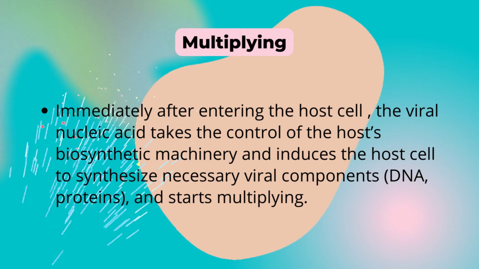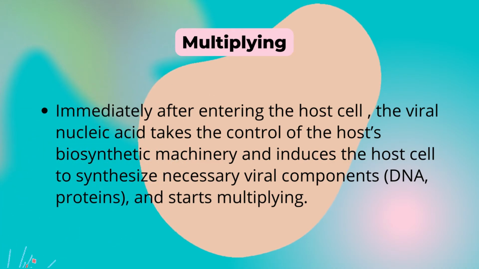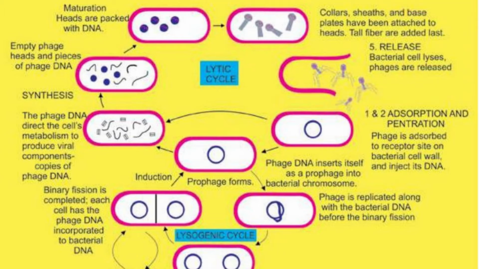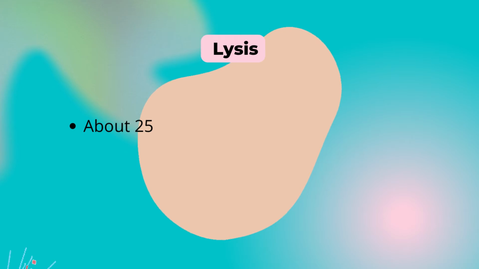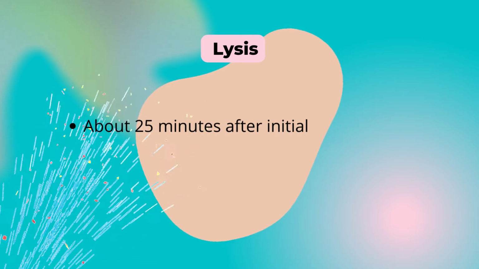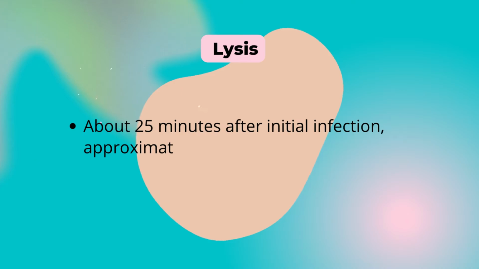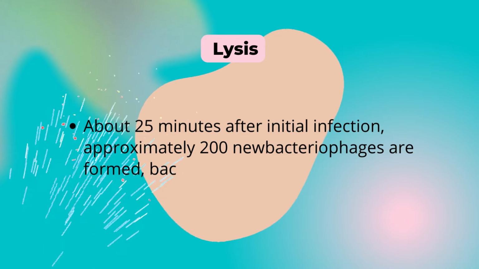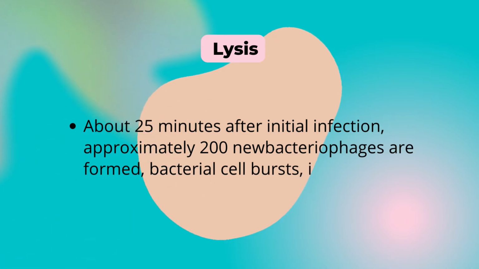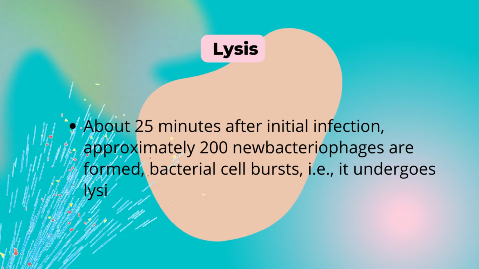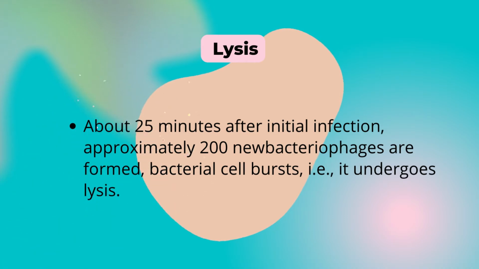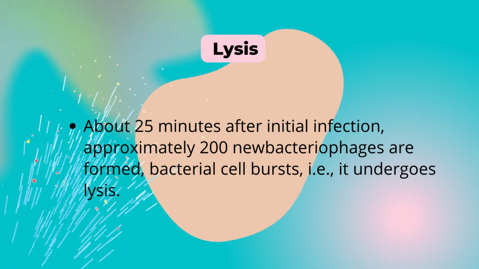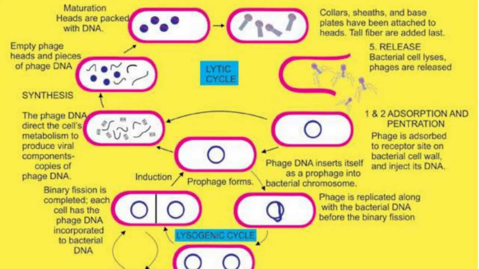And what are these necessary viral components? That is DNA and protein, and they start multiplying, as you can see here. Now lysis. About 25 minutes after initial infection, approximately 200 new bacteriophages are formed. The bacterial cell bursts due to so many bacteriophages, that is, it undergoes lysis. That's why this is called lytic cycle, because it causes lysis, breakdown of its host.